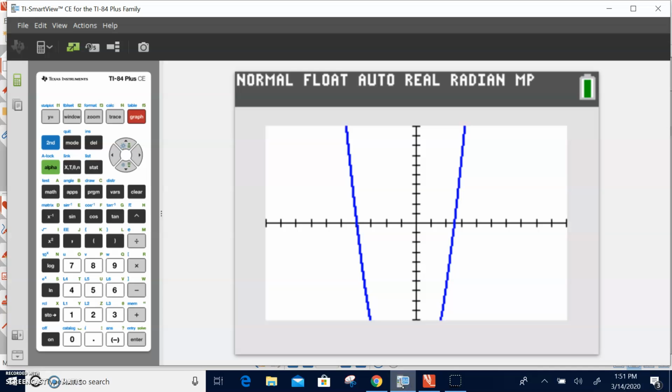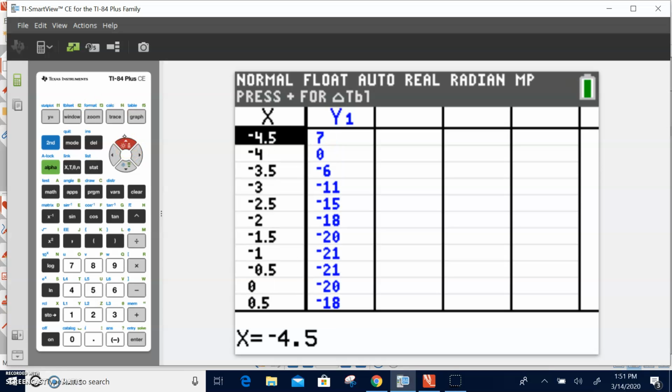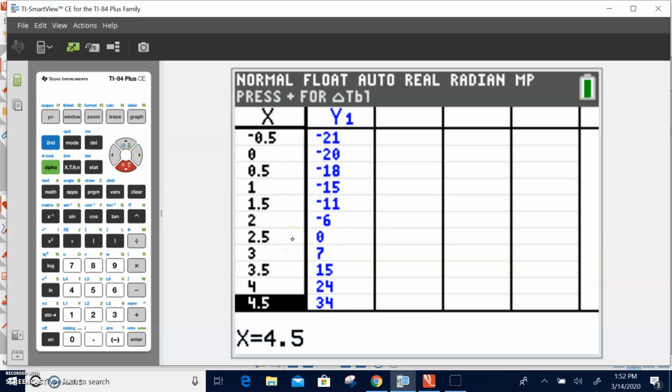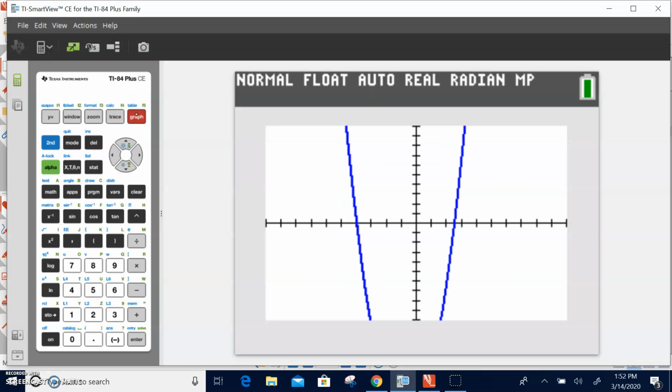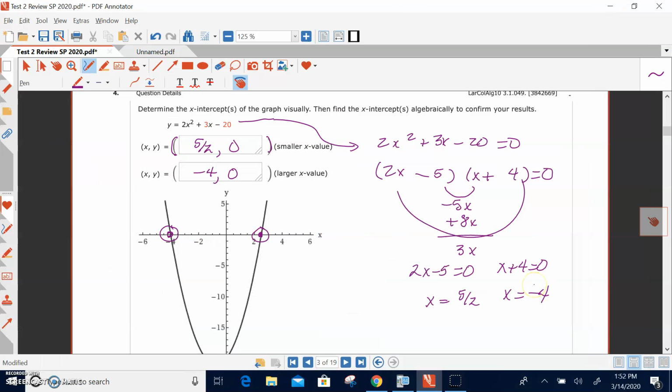If I graphed it on my calculator, I would see the same graph. And to find the zeros or to verify them, I could go to my table and let's scroll on down. Okay, there's the -4. And if I keep on going, I should find the other one. Yep, 2.5, which is 5/2. So I can see it on the graph. I can see it in the table. And then I also found them by factoring.